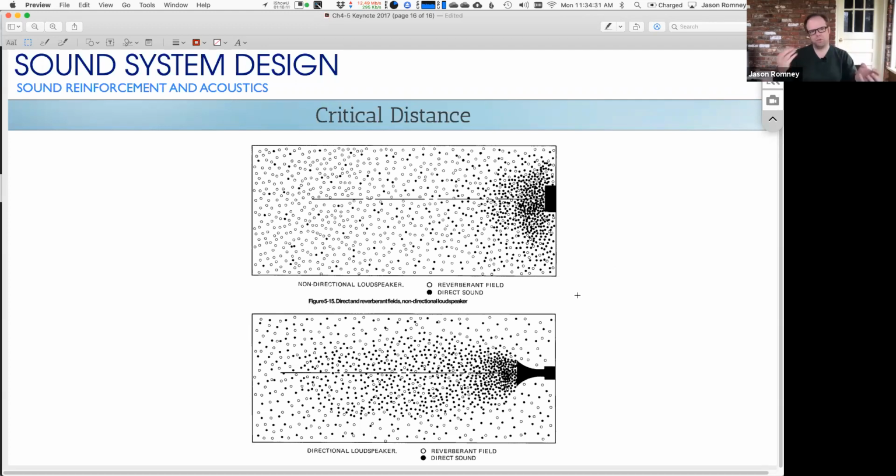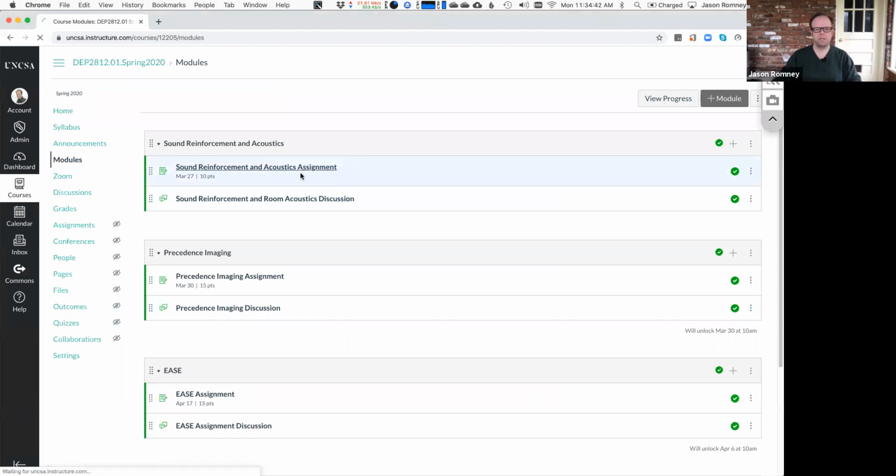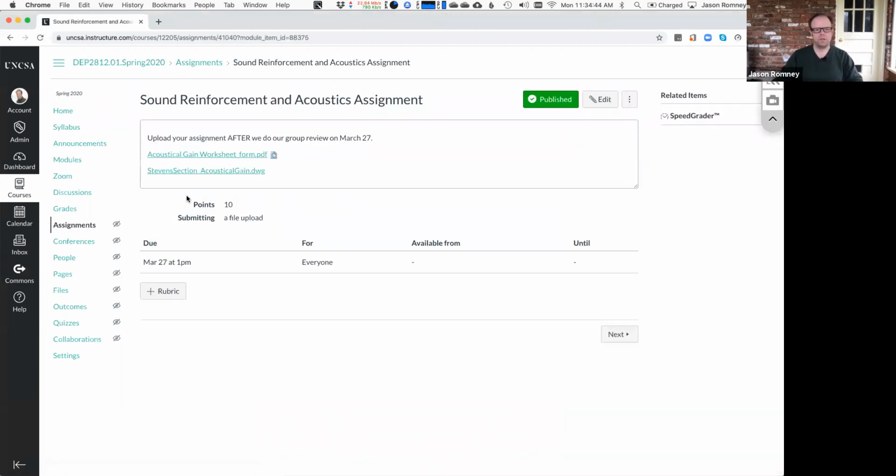Those are some rules of thumb for acoustics, reverberation, absorption, reflection. Let me just review really quickly what I'm going to ask you to do for the assignment, if you may have looked at it already.